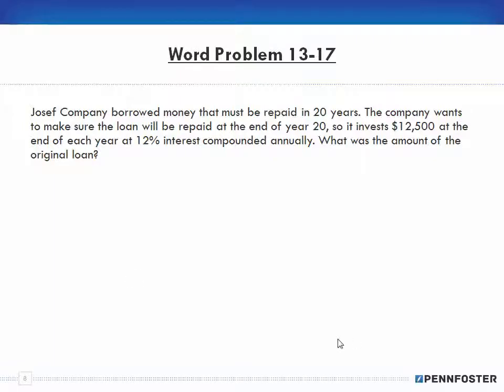13-17. Joseph Company borrowed money that must be repaid in 20 years. The company wants to make sure that the loan will be repaid at the end of year 20, so it invests $12,500 at the end of each year. So that's my payment at the end of each year, so ordinary annuity. At 12% interest, so that's the rate, compounded annually. And what was the amount of the original loan? So we have 20 years as the time frame.